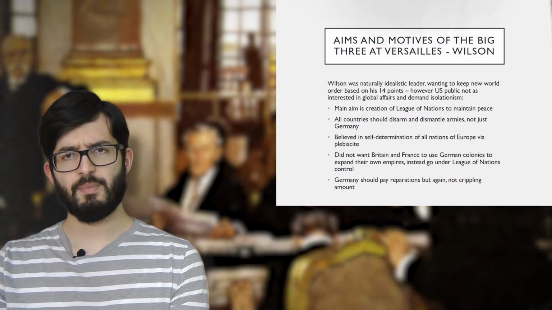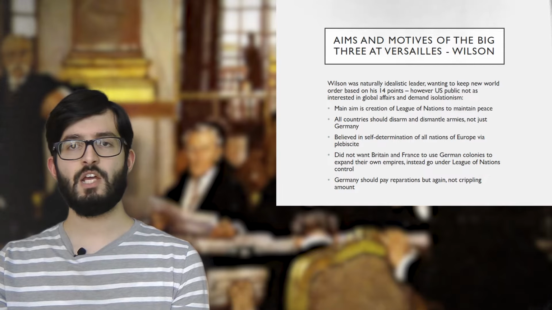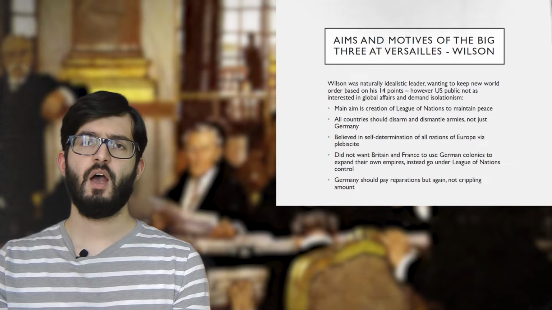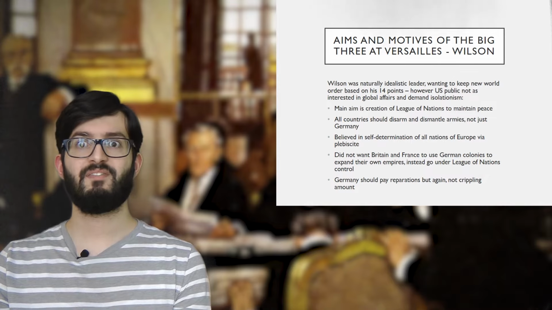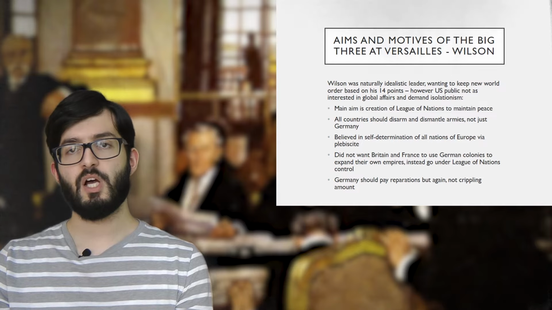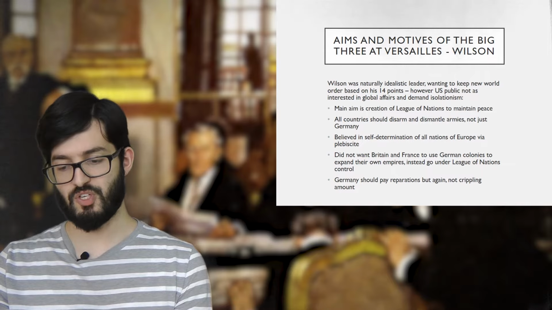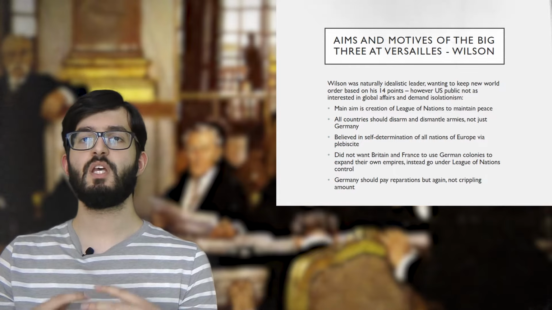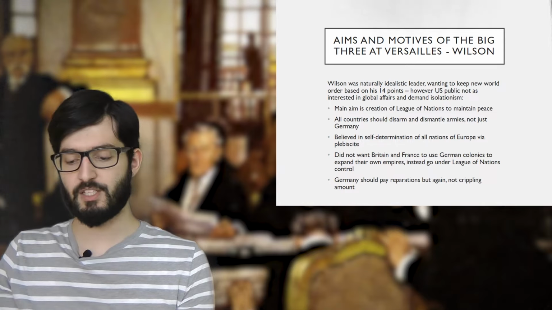And so, in terms of his aims, the first major aim he has as part of his 14 points is the creation of a League of Nations to maintain world peace. That's essentially a negotiating body that would help to maintain peace between countries and deal with conflict resolution in a more civilized fashion. The next main aim he has is that all countries should disarm. This is part of his 14 points. And actually it isn't just the defeated countries like Germany that should be disarming, dismantling their armies, but actually it should even be the victors, because he views the arms race before the war as having been a key cause of the First World War in the first place.